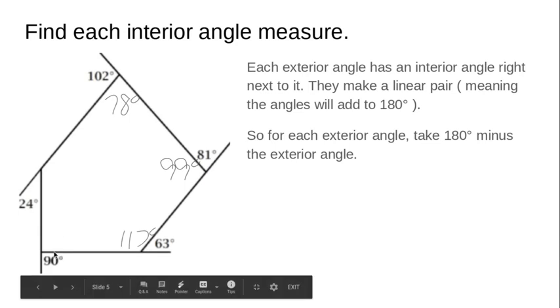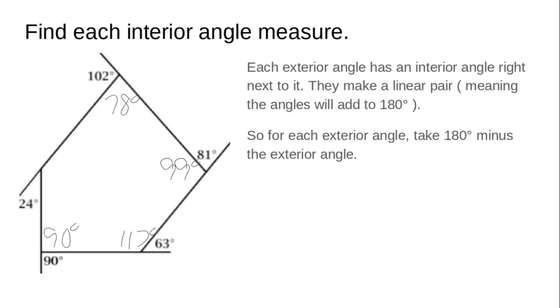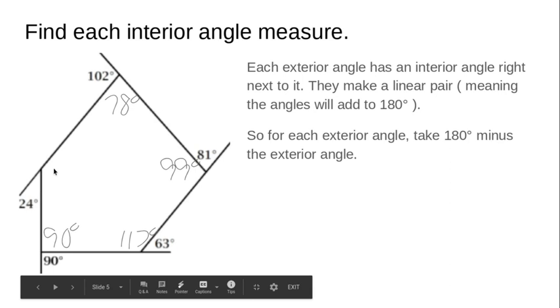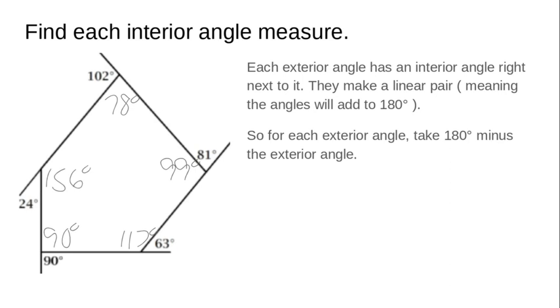Now this one should be easy. 180 minus 90, we know that should be 90. Should have another 90 degree angle there. And then this last one, 180 minus 24, should give us 156 degrees as the measure for that angle.